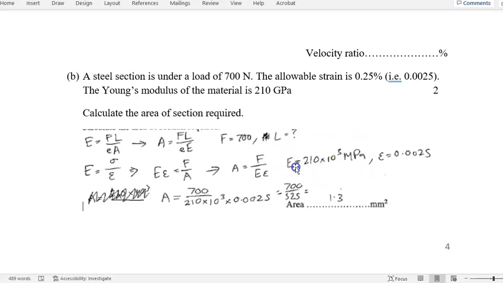Okay. And then my known values are that the Young's modulus, because we've got millimeters and pascals, we want to use millimeters and megapascals. So gigapascals are, in fact, 1,000 megapascals. So I've written 2 times 10 to the 3 megapascals. The strain is 0.025 because we want to use a number, not a percentage. So we can then say area equals 700 divided by this big thing. That gives us 700 divided by 525, which equals 1.3.